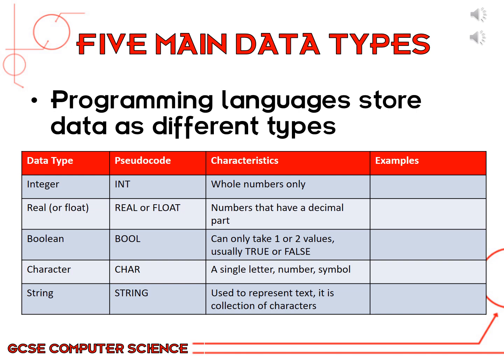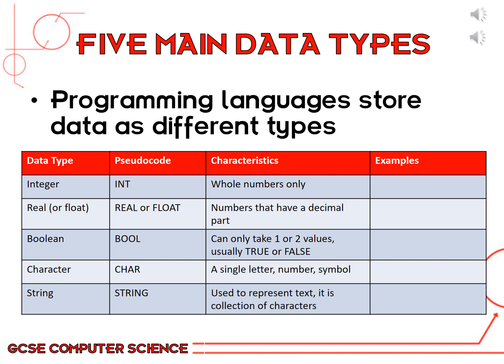So there are 5 main data types that we need to know for this course. Programming languages store the data in these 5 different types when you're doing your programming. So if you look at this table, we've got 5 main data types: integer, real, Boolean, character, and string. In the second column along, we've put the pseudocode in. So the pseudocode is basically, you can write this as a little abbreviation and it works for basically any programming language that you're going to use. Your pseudocode is your planning and your design for it, so that will be recognized by examiners.